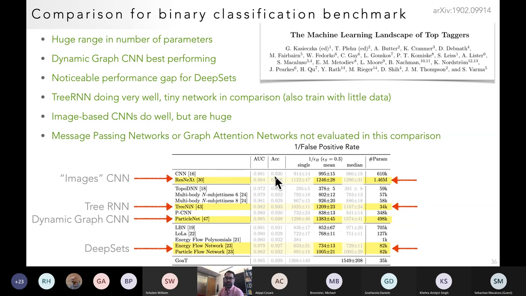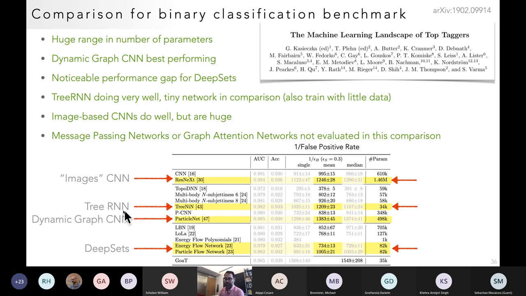There are several metrics in this table. I'll just focus on this one particular column here. This is essentially 1 over the false positive rate, and so larger is better. What you see is that some of them don't really perform very well, and then there are a few that work quite a bit better. And you see that, for instance, the dynamic graph CNN does the best out of these.